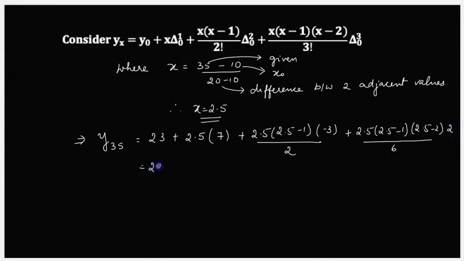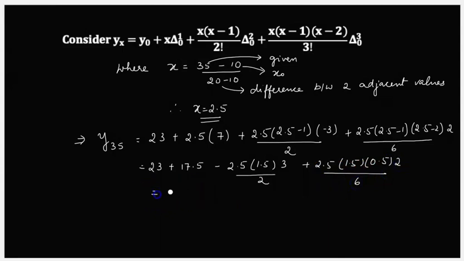So on further simplification we get 23 plus 17.5 minus 2.5 into 1.5 into 3 divided by 2 plus 2.5 into 1.5 into 0.5 into 2 divided by 6, which is equal to 40.5 minus 5.625 plus 0.625. So therefore, we get y35 is equal to 35.5.